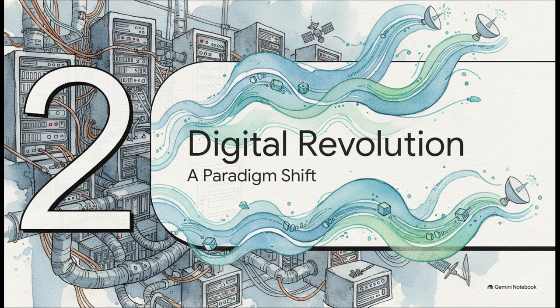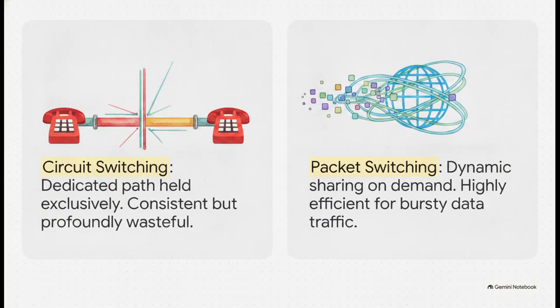Moving right along to Part 2, the digital revolution and the massive paradigm shift it brought. This era completely changed how we handle traffic. The old public switched telephone network, the PSTN, relied on circuit switching. When you made a call, a dedicated physical path was held exclusively open just for you, even if both people on the line were completely silent. It was consistent, for sure, but profoundly wasteful. The internet, on the other hand, uses packet switching. It chops data into tiny packets and dynamically shares capacity on demand. It's incredibly efficient for bursty internet traffic.